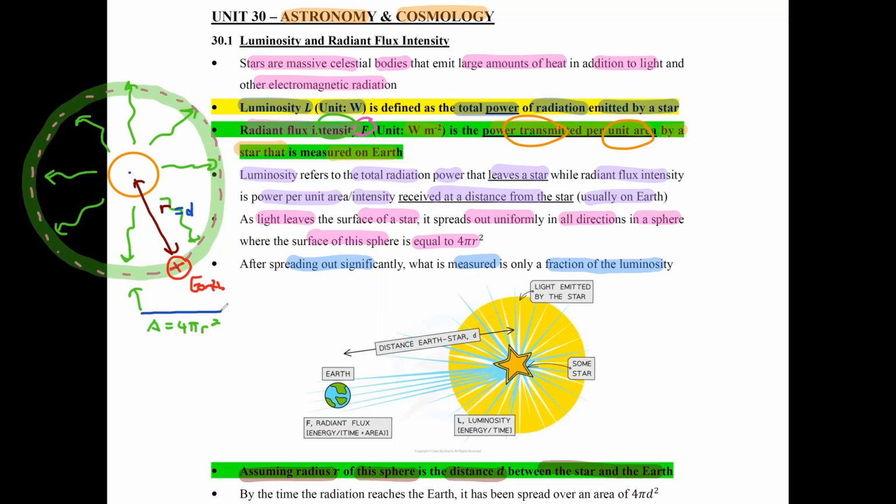So the surface area of the sphere, in addition to it being 4 pi r squared, you could have rewritten it as A equals 4 pi d squared. So right now, as the power keeps spreading out from the star, by the time the radiation reaches the Earth, it has been spread over an area of 4 pi d squared, from which you can now calculate the radiant flux intensity.